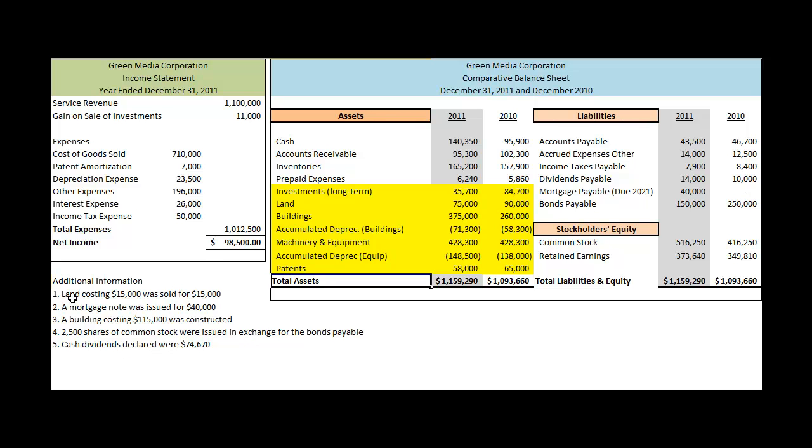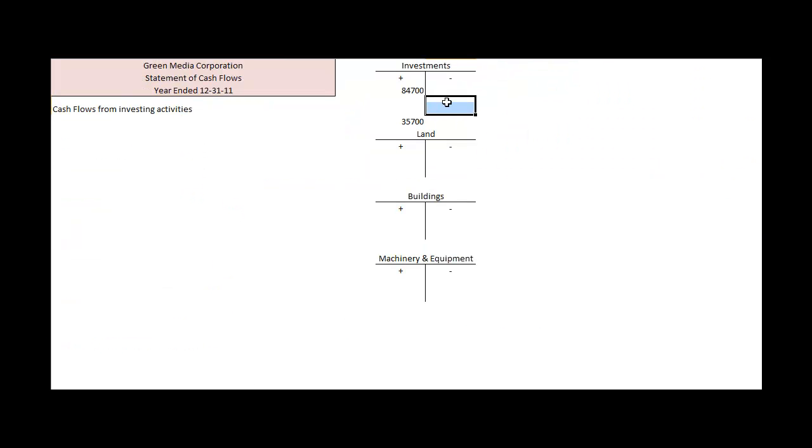So I'm going to look for something that talks about investments. It says land cost. This is land, mortgage, nothing on investments. There's nothing here on investments in the additional information. Now let's look at the income statement, see if that shows us anything. And what you'll see is right up here we have a gain on sale of investments. So what that tells me is that I did indeed sell investments, and so the investments went down by $49,000.